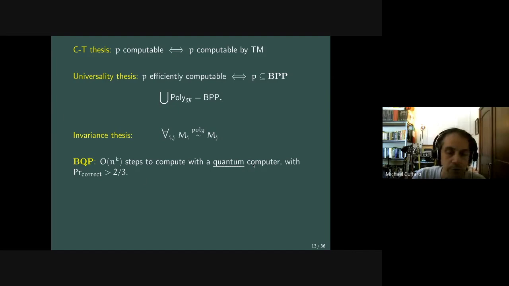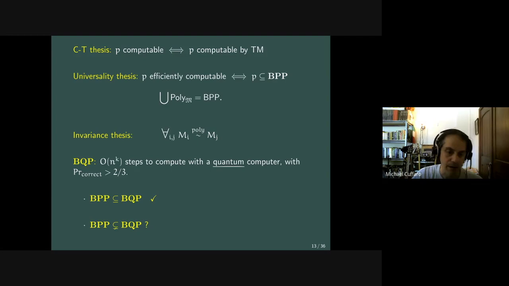And so now we can ask about the relation between BPP and BQP. One thing we can say, and this is absolutely not controversial at all, is that BQP is at least as large as BPP. The reason is that we can always simulate a classical coin toss in a quantum computer by using a Hadamard gate and a measurement, right?